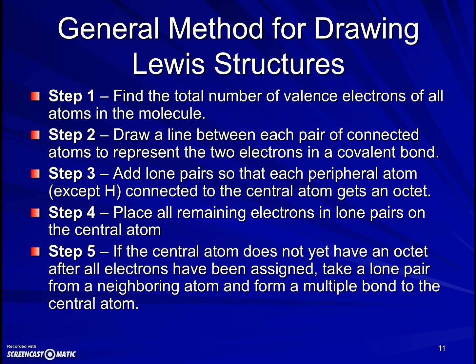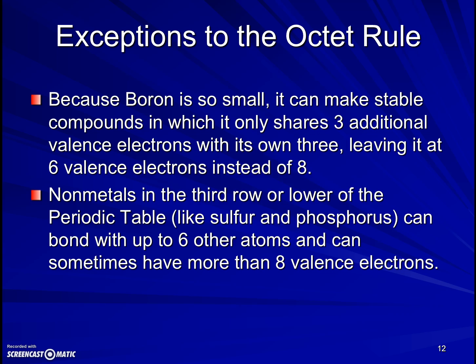One of the ideas I do want to get across here is that sometimes the octet rule is not explicitly followed. One of those cases, obviously, is hydrogen. Hydrogen only needs 2 electrons rather than 8 to fulfill its octet, so it just makes a single bond with no lone pairs. But there are other exceptions to the octet rule on the central atom. For example, boron is very, very small, so it can make a compound where it has 6 valence electrons instead of 8 and is still fairly stable. And we'll look at an example of that in class.